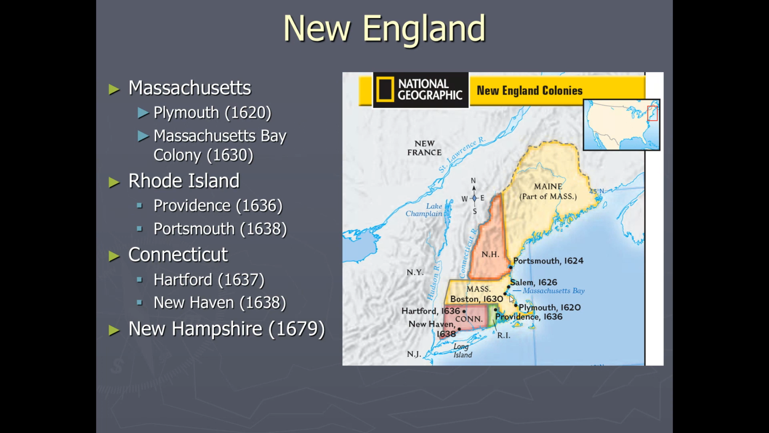As far as the geography is concerned, rocky soil, rapid rivers, a short growing season, very good harbors. They were mainly made up of small family farms. Their occupations centered on trades such as fish and lumber, crafts, manufacturing such as shipbuilding, and they participated in the triangular trade.